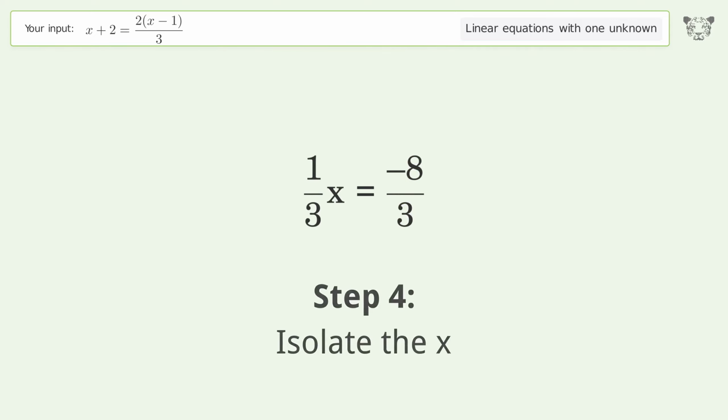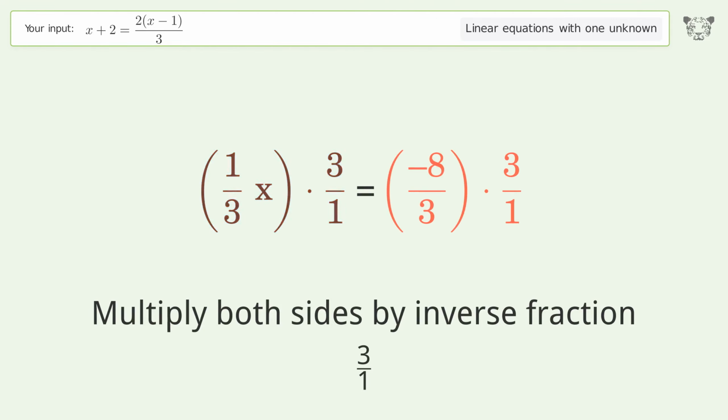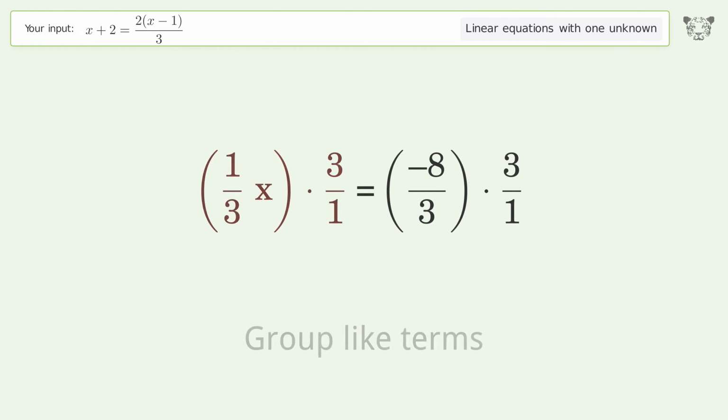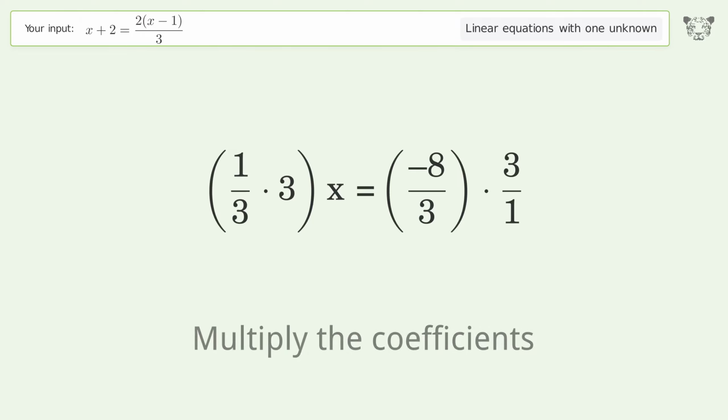Isolate the x. Multiply both sides by inverse fraction 3/1. Group like terms. Multiply the coefficients.